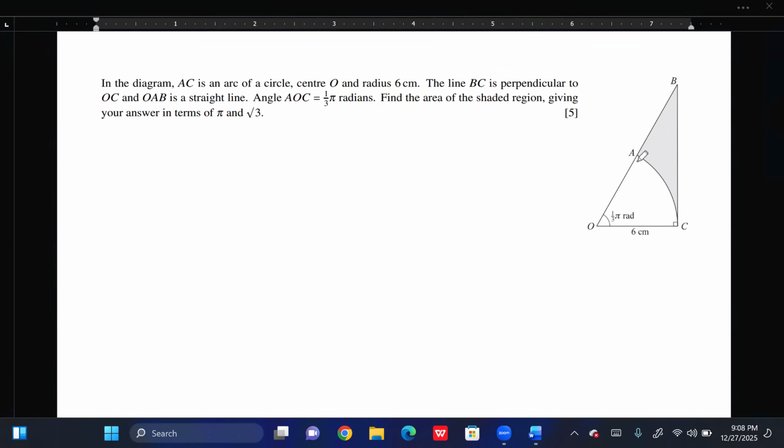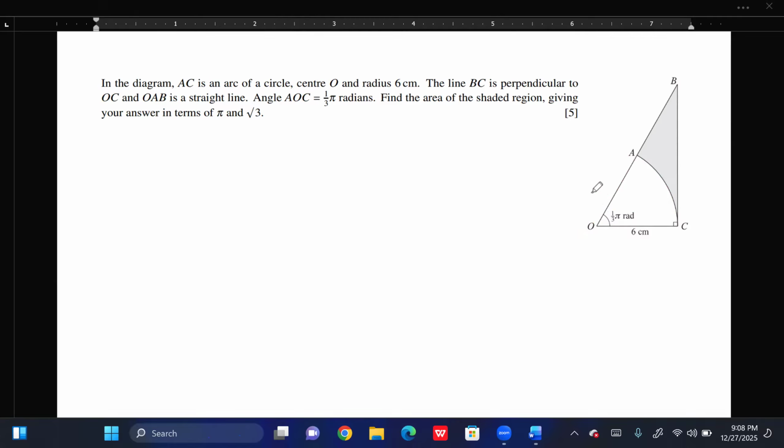It means OAC is a sector with center O, right? As you can see, the angle is given in radians. Similarly, the length of OC is 6, therefore the length of OA will also be 6 because it's a radius line.